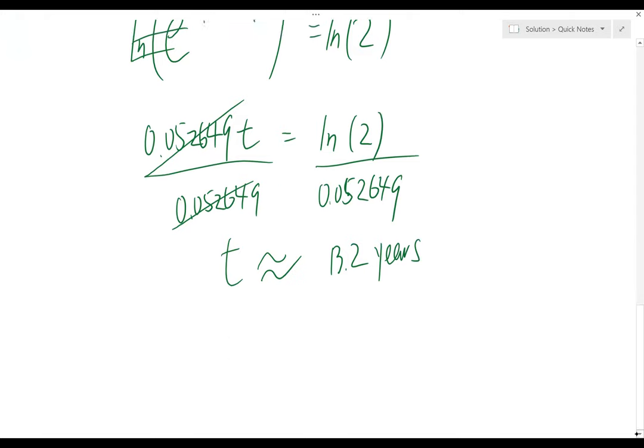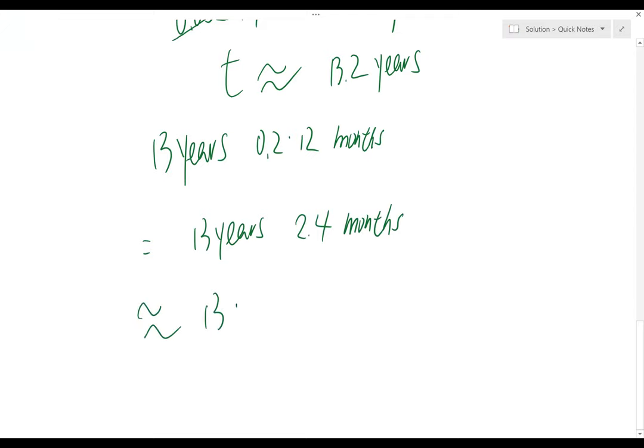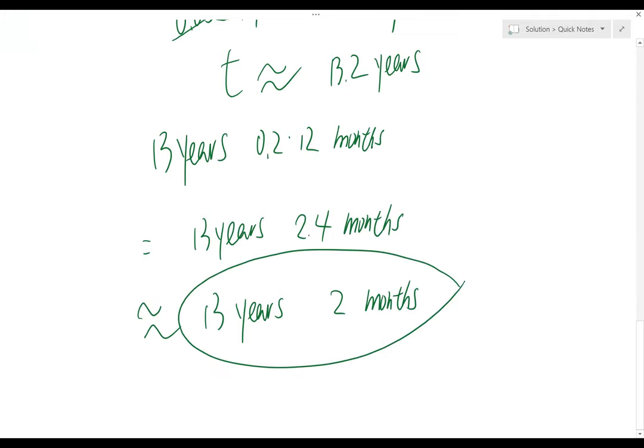13.2. If you want to turn it into months, it's going to be 13 years, and 0.2 times 12 will be 2.4 months. So that's 13 years, 2.4 months. Usually you just round it to 13 years and 2 months. For regular rounding rules, just drop down to 2 months.